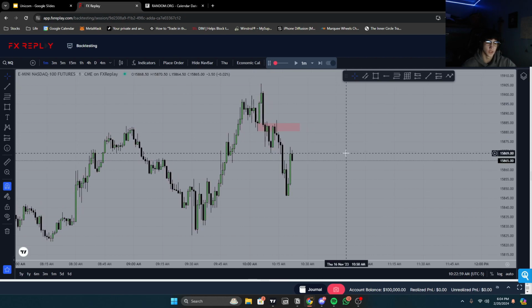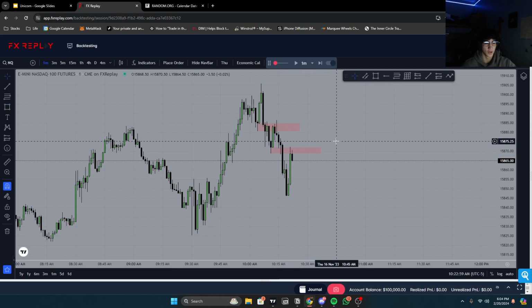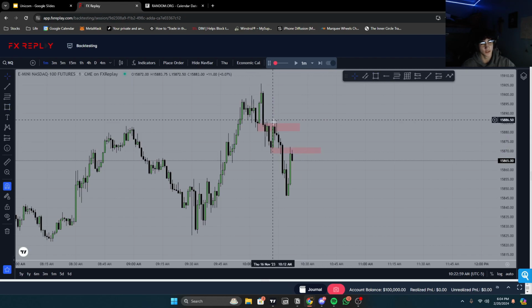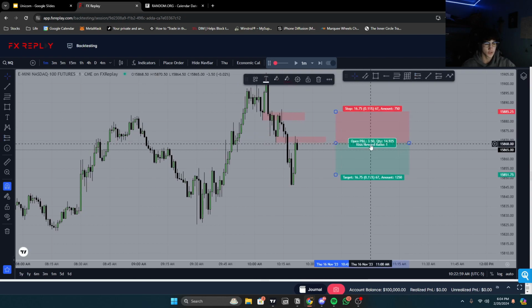We followed our rules. Mitigation block right here, which is just the second one. This isn't going to be a unicorn. This is called a mitigation block just because it's directly after the, what was it, breaker block. So this one that swept out this high, this is a breaker. Anything after is a mitigation block, and anything after that is an IOFD. You could just use fancy names for it.